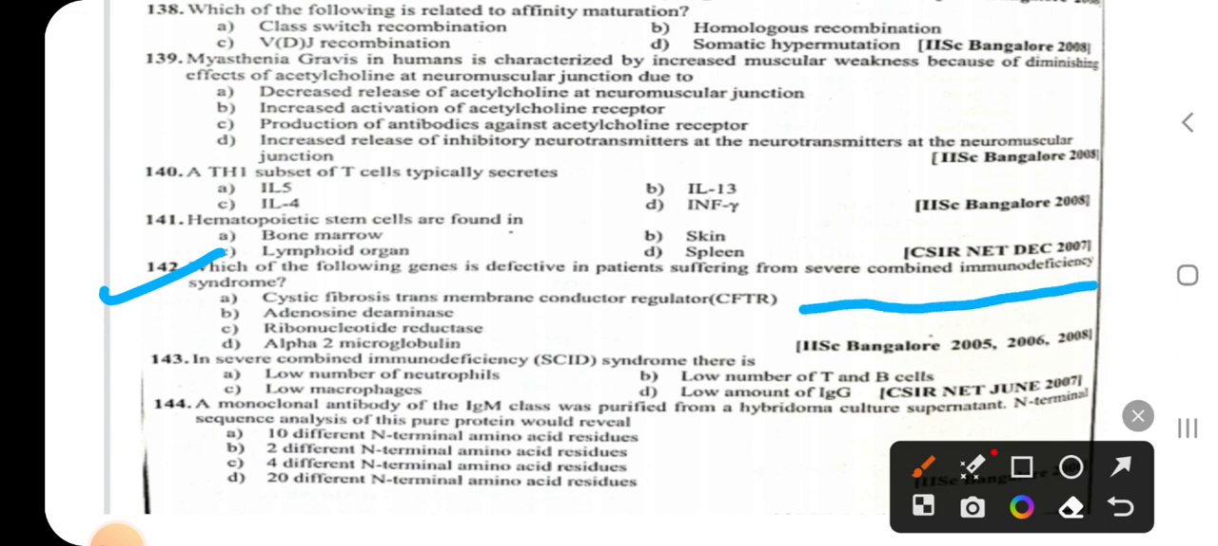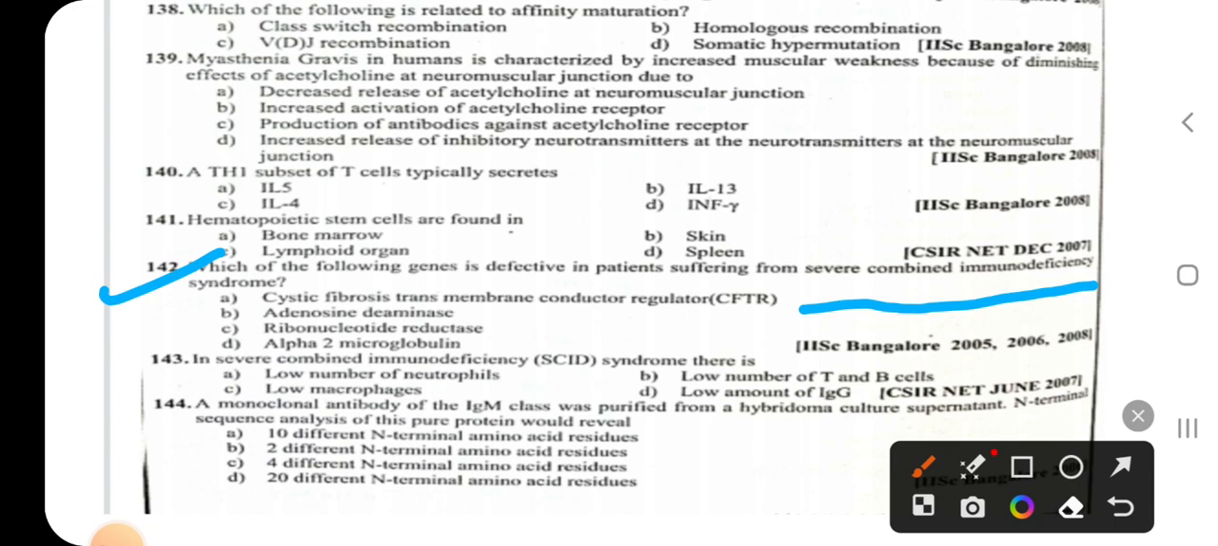Option A says CFTR, cystic fibrosis transmembrane conductance regulator; B, adenosine deaminase; C, ribonucleotide reductase; or D, alpha 2 microglobulin. 143 question, and it says in SCID syndrome there is a low number of neutrophils, low number of T and B cells, low macrophages, low amount of IgG.